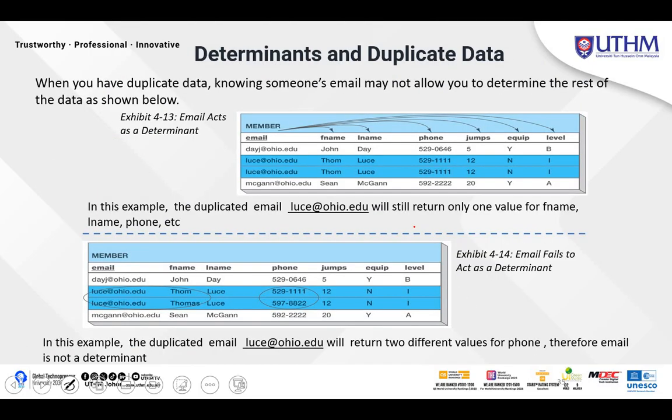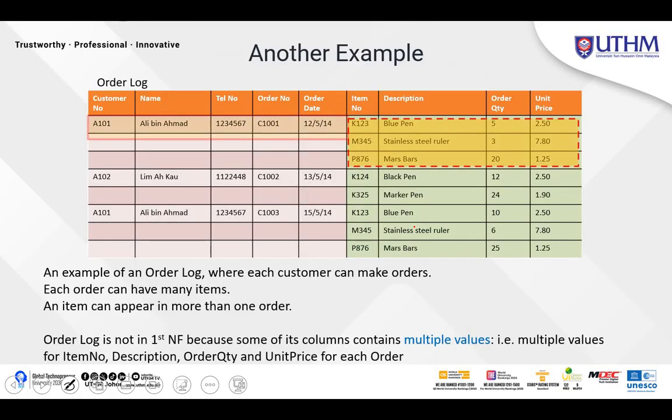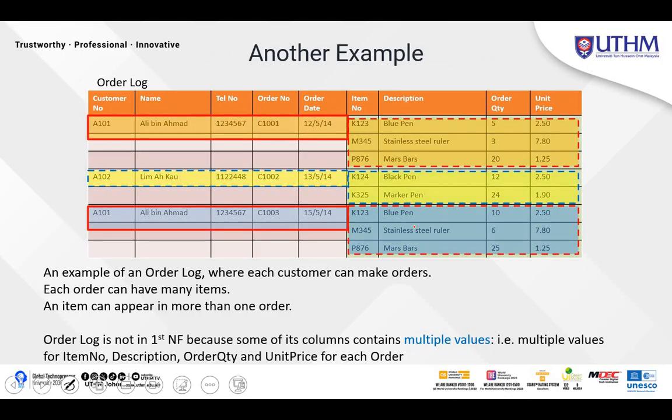Okay, so this is an example of determinants and duplicate data. In this case, email acts as a determinant because email is the underlined primary key. So email determines the first name, email determines the last name. One person can have one unique email ID. You cannot have the same email ID for two persons, remember. So that's all about keys: primary key, foreign key, composite key, and also candidate keys.